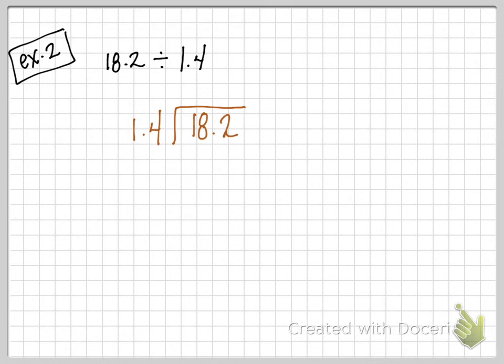What's wrong with this? Why can't I just start this right away? Before that even, what should I do? Move the decimal point out of the divisor. I need to move it one place to the right. And if I move it one place to the right in the divisor, I move it one place to the right in the dividend. Now I've done my movement. And I need to make sure I put my decimal in my answer right above where it was in the dividend. Okay? And then divide.